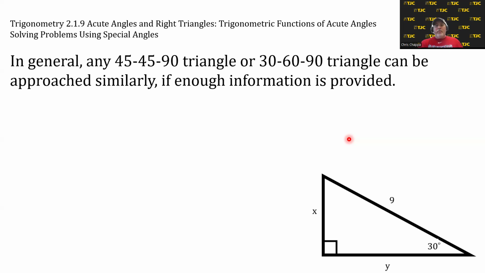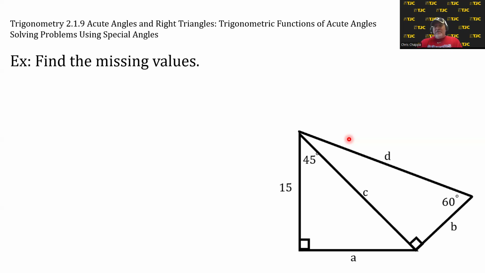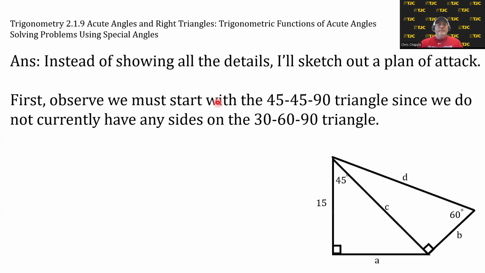Now, in general, any 45, 45, 90 triangle or a 30, 60, 90 triangle can be approached similarly if enough information is provided. You need an angle and at least one side. For example, find the missing values on this picture. Notice we have both triangles, the 45, 45, 90 triangle, one of whose sides we know, and a 30, 60, 90 triangle indicated by the 60-degree right triangle, but we don't know any of the sides.